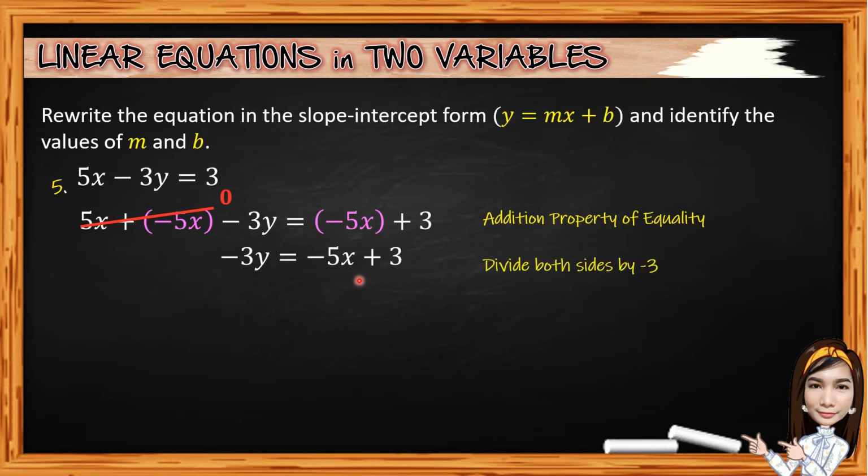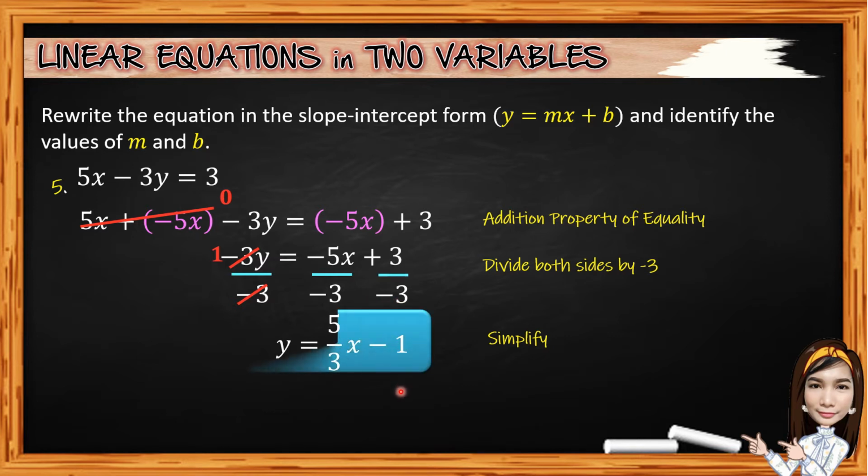Next, we are going to divide both sides by negative 3, which is the coefficient of y, so that we can simplify negative 3 divided by negative 3 is equal to 1 times y. We have y equals negative divided by negative is positive 5 over 3x. Then positive 3 divided by negative 3 is negative 1. So that is in the slope-intercept form written as y equals mx plus b, where m is the slope, which is the coefficient of x. We have 5 over 3. Then the y-intercept is negative 1.